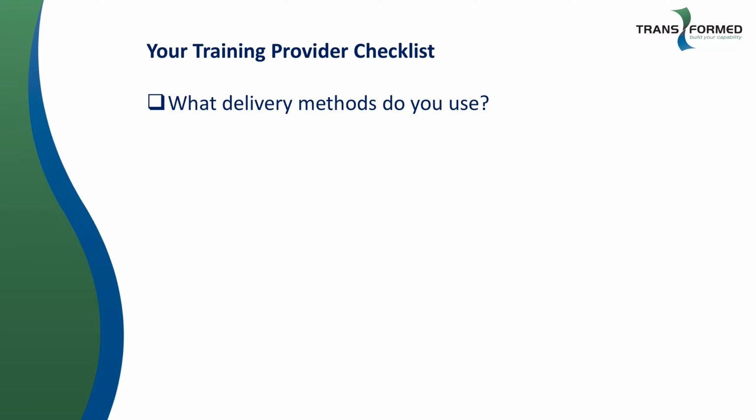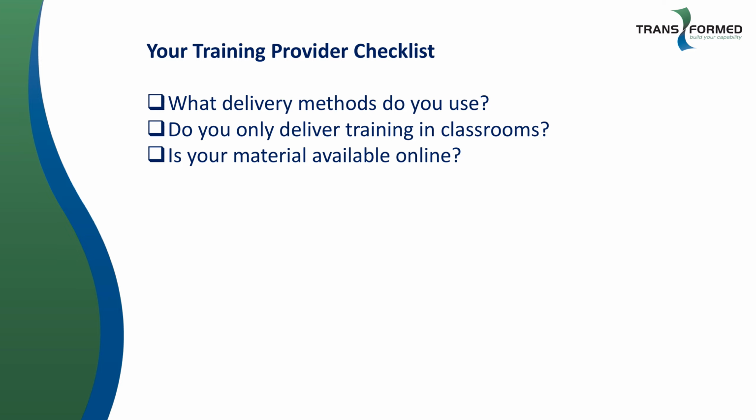You need to look at whether they're using the traditional classroom model or whether they're using 21st century learning models. You need to ask, do you only deliver training in classrooms? Is your material also available online? Quite often, the training provider that delivers material in classrooms either provides a textbook, or they may not provide anything online after the fact. So you only get printed material, which you need to store somewhere, you need to carry it around, and you can't search.